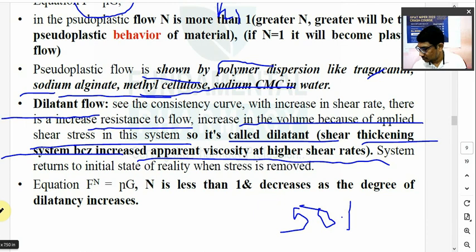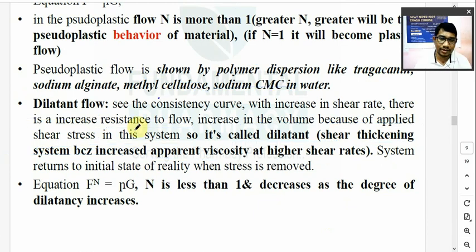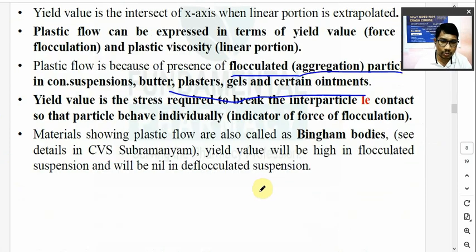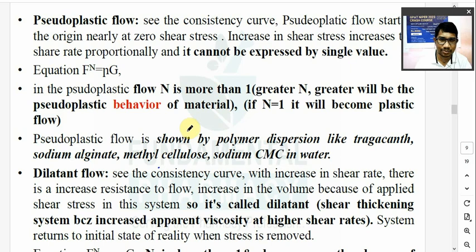There is one equation. So the plastic flow is shown by flocculated suspension. You have to remember butter, plasters, gel and certain ointments. Okay, plastic flow, right? Then pseudoplastic flow is shown by polymer in the solution, like tragacanth, sodium alginate, methyl cellulose, etc. And dilatant flow is shown by the concentrated suspension.